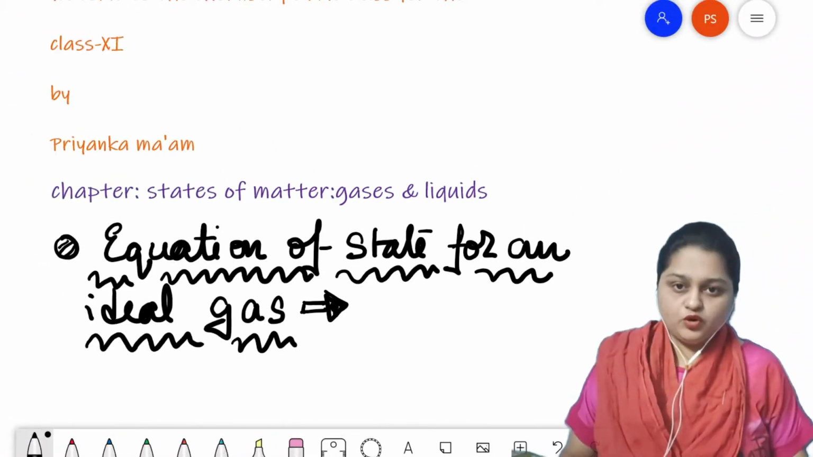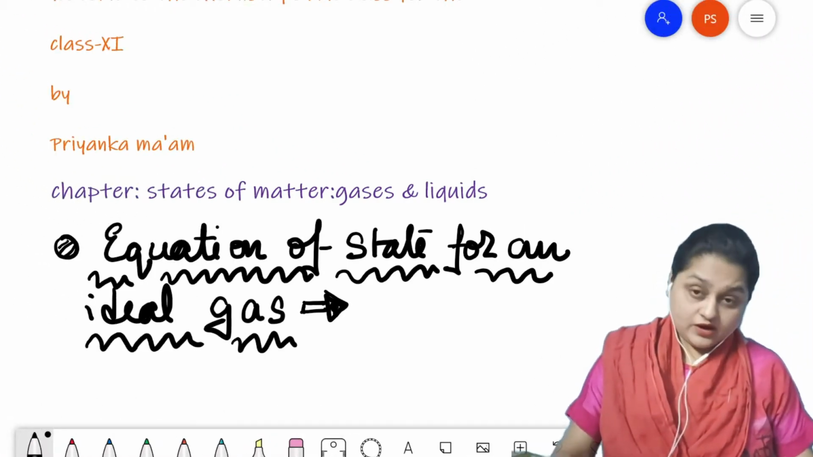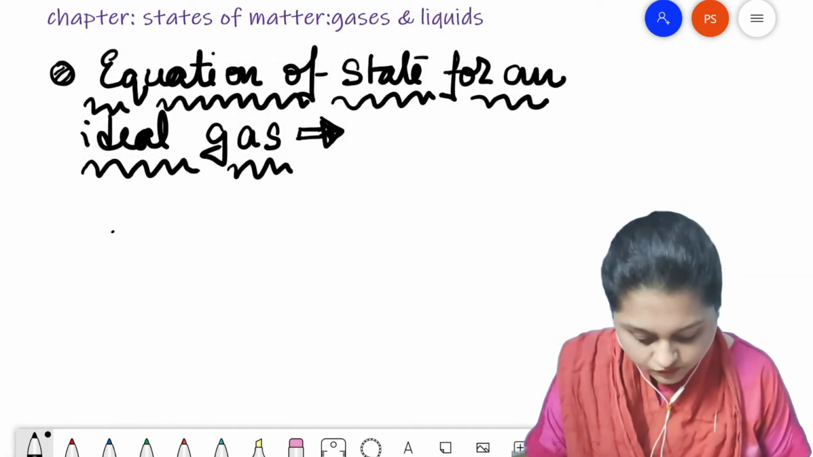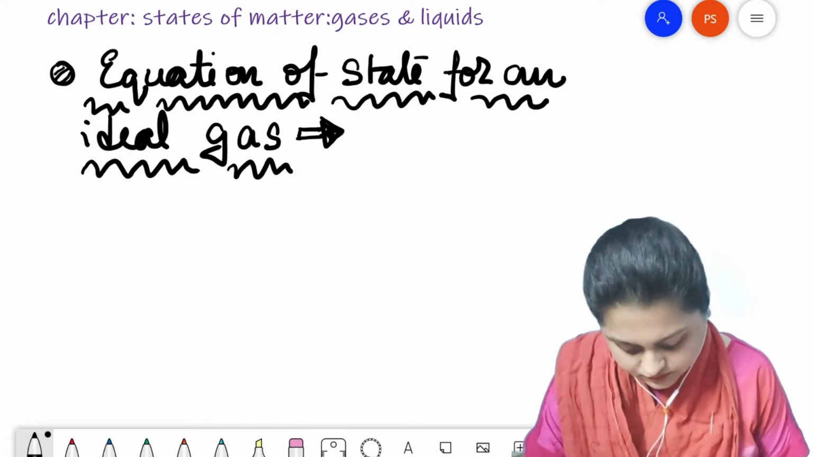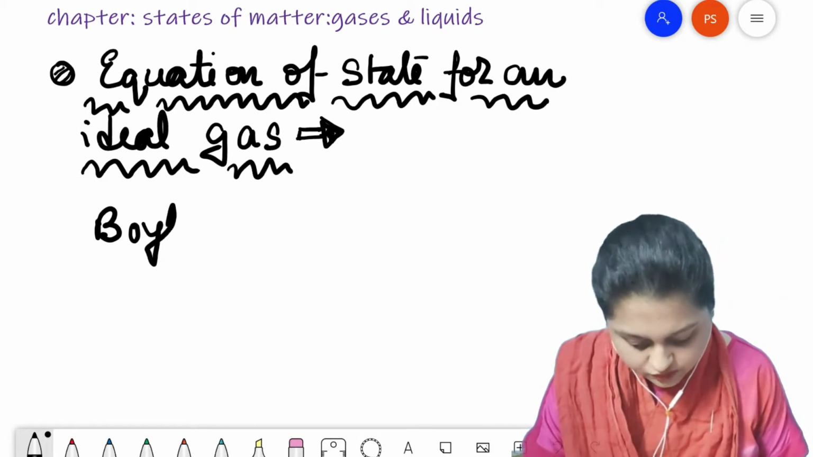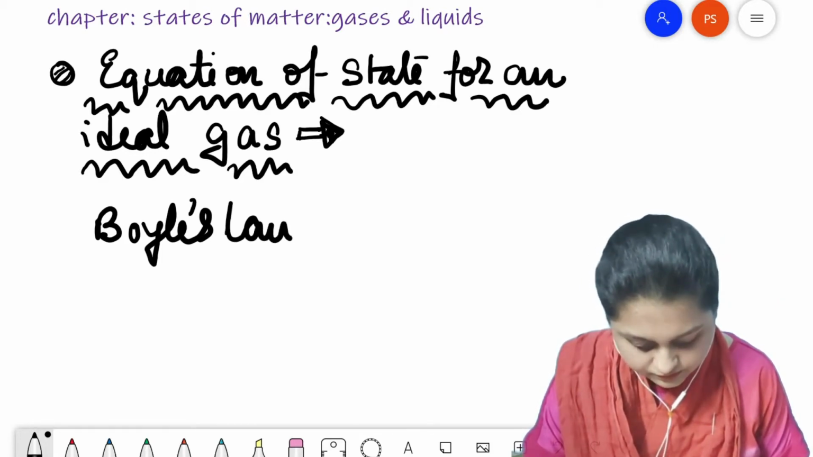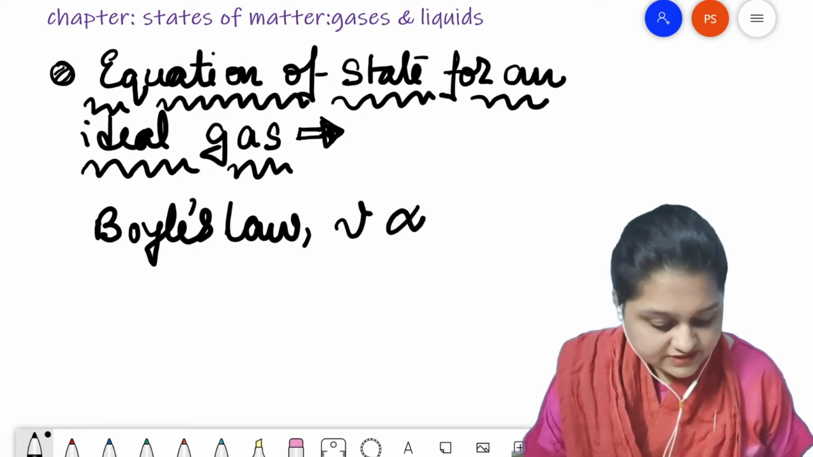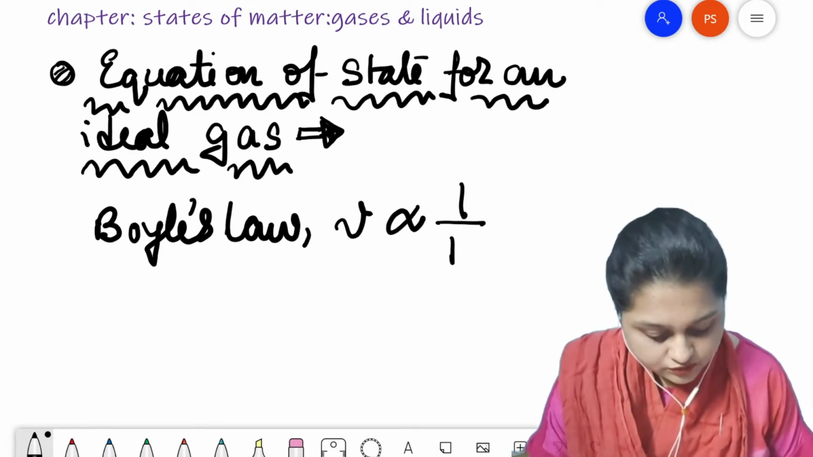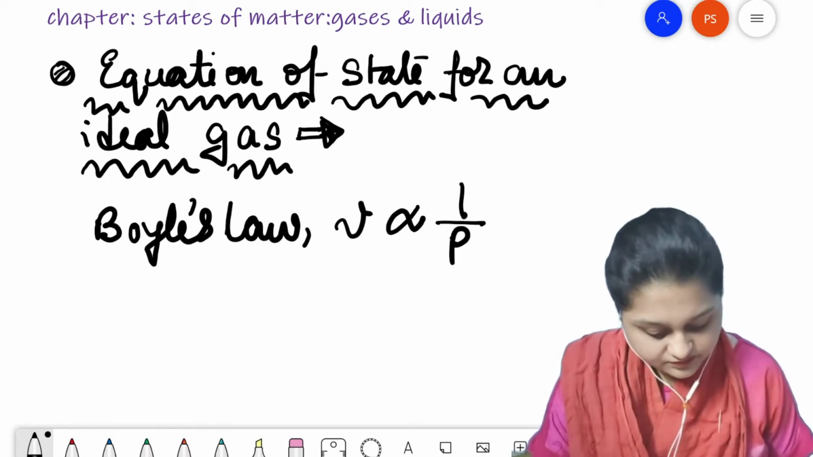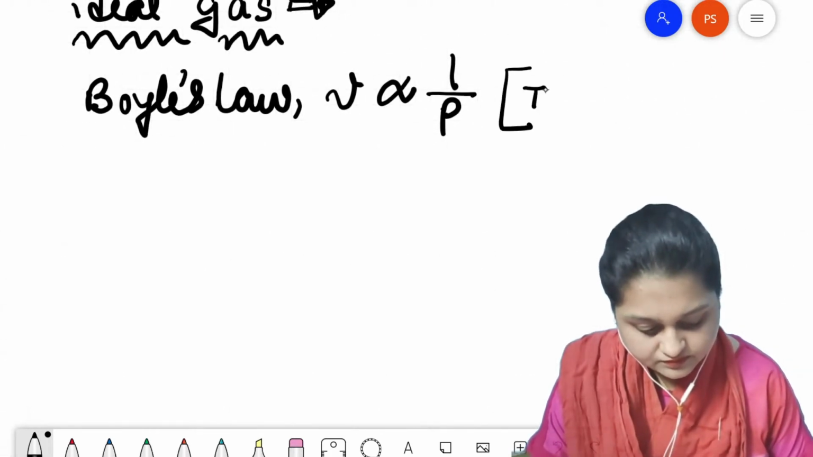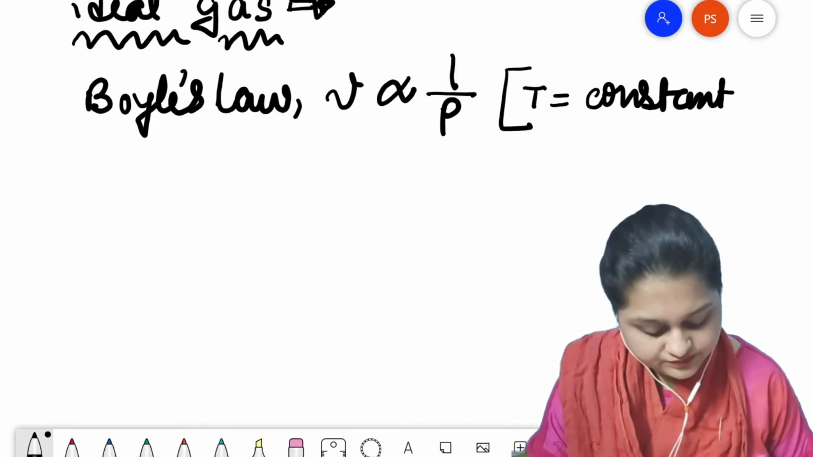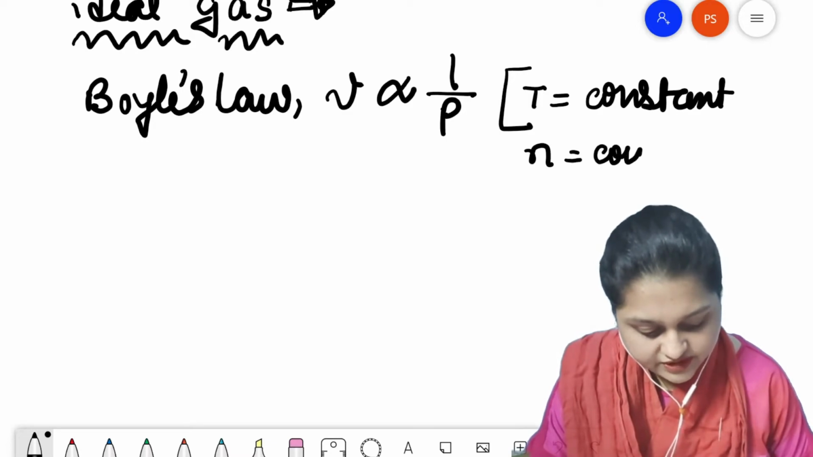So far, we have studied Boyle's law, Charles' law, and Avogadro's law. According to Boyle's law, the volume of the gas is inversely proportional to the pressure of the gas if the temperature is constant and also the number of moles is constant.